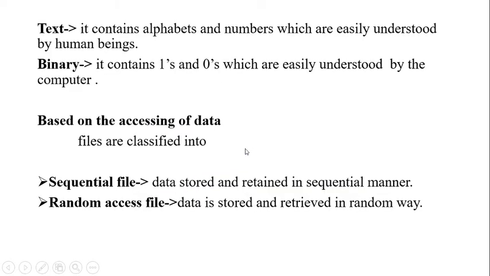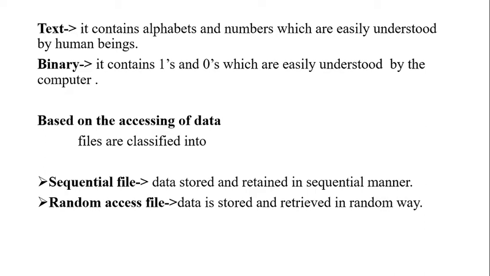So what is a text file and a binary file? The text file contains alphabets and numbers which are easily understood by human beings, whereas binary files contain ones and zeros which are easily understood by the computer. Based on the accessing of data, files are classified into two types: sequential file and random access file.